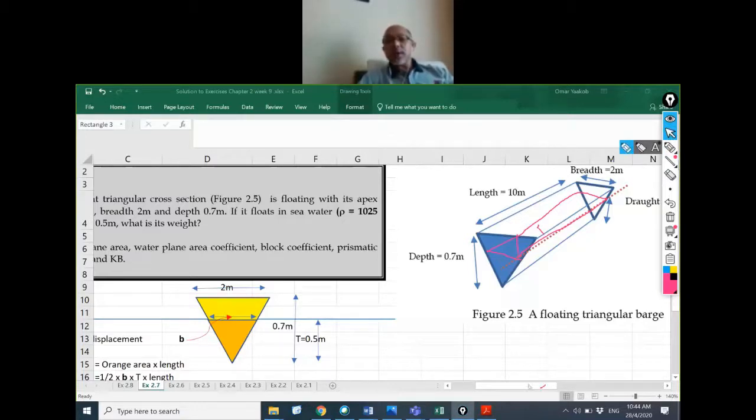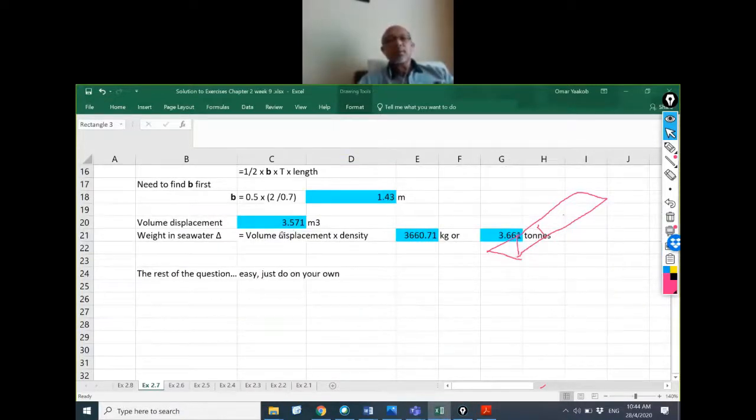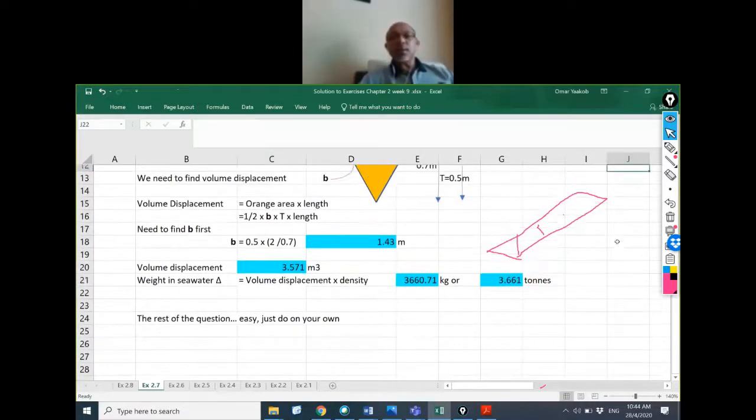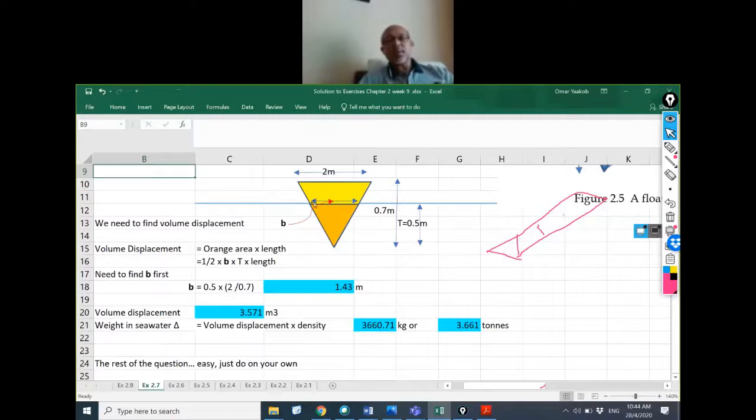If you know that's the water plane area, then you can calculate the water plane area coefficient. Water plane area coefficient is the area divided by the box surrounding it. In this case it should be 1, because the box is L times B of that particular water plane area. For the block coefficient, you have to calculate the volume displacement down here, and divide by the box surrounding it. The box is L times B times T. The B is not the 2 meters, it is 1.43 meters.